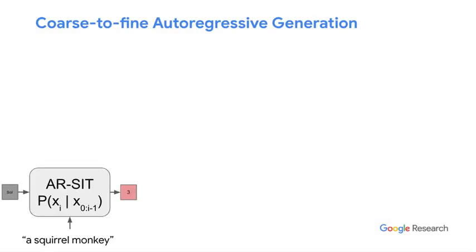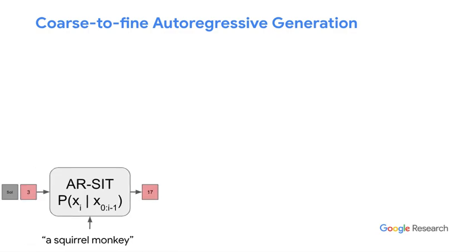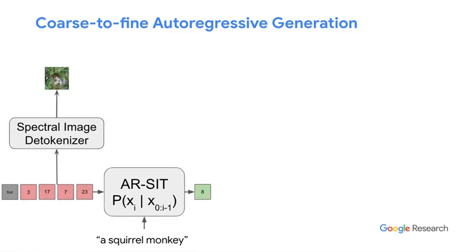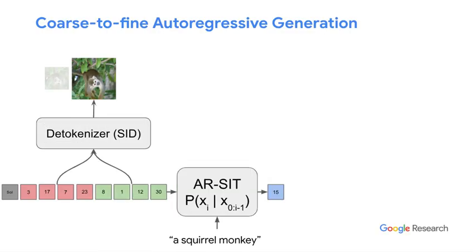We train a generative autoregressive transformer on these sequences. It inherits the multiscale properties of the tokenizer. Here we can decode a partially generated sequence to obtain a lower resolution image. And we progressively decode higher resolutions by generating more tokens.